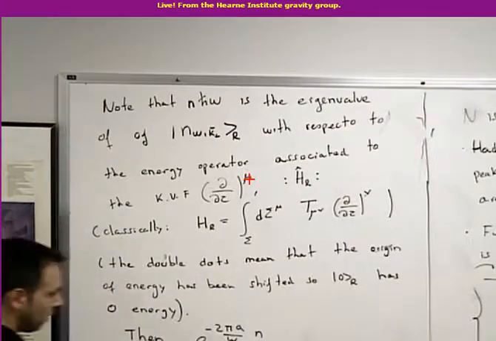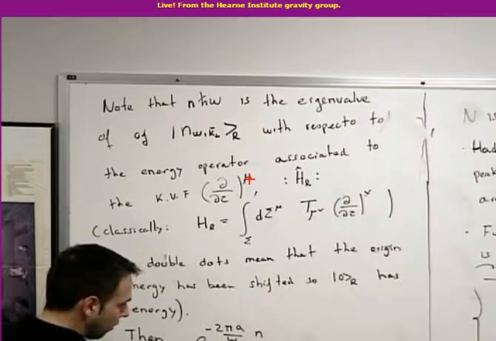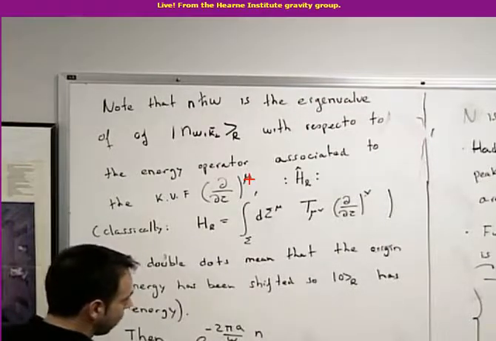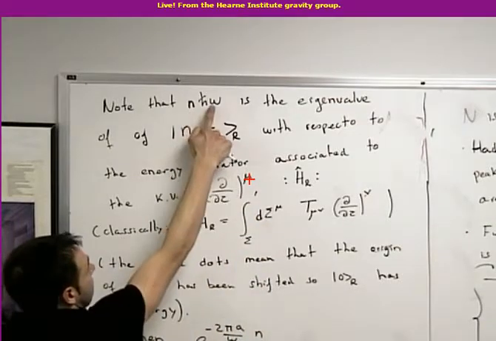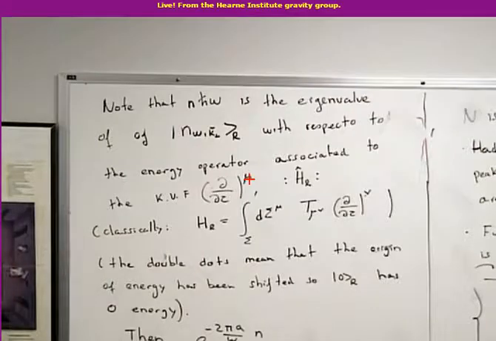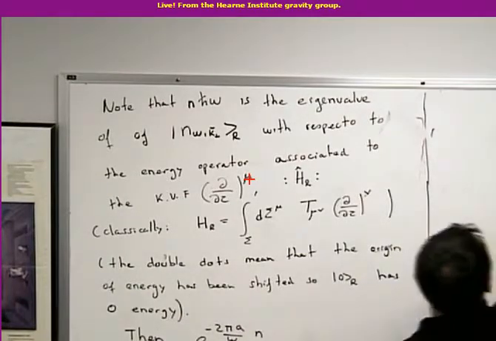If you act with this guy on the state, this is doing nothing, so that will be there. The operator acting on the state will give me n h bar omega, and I divide it by h bar to compensate because there is no h bar here. With that, I can write that in a very suggestive way.